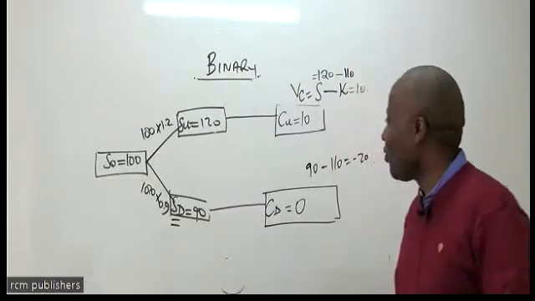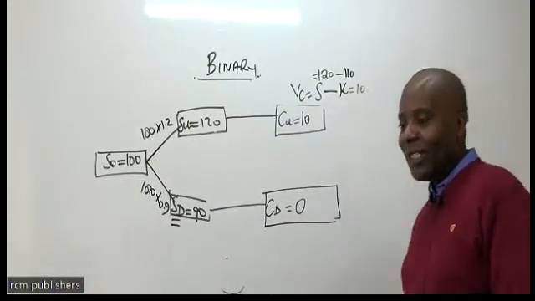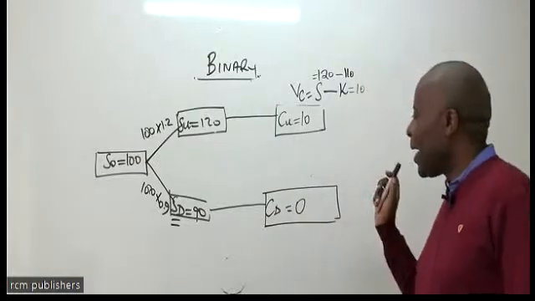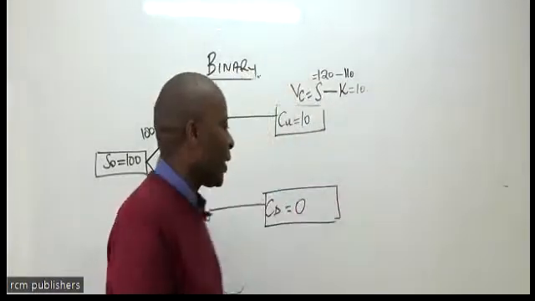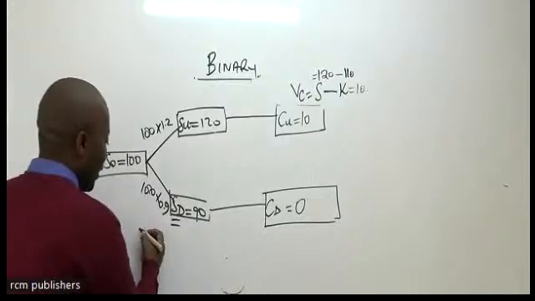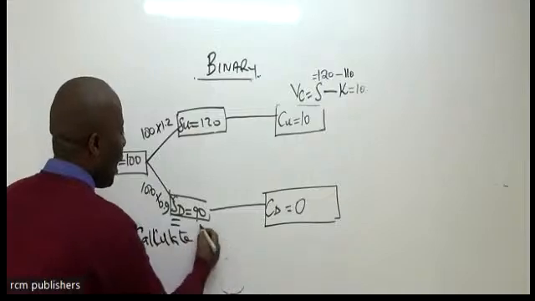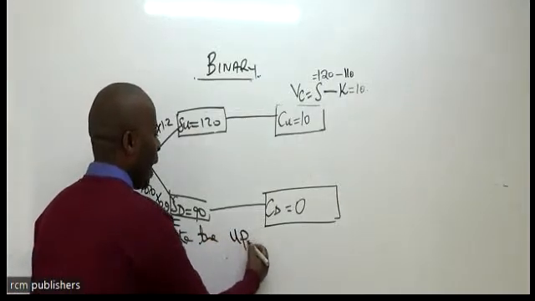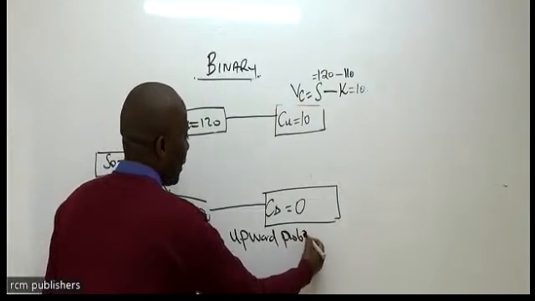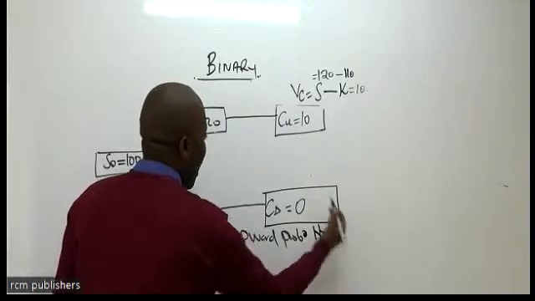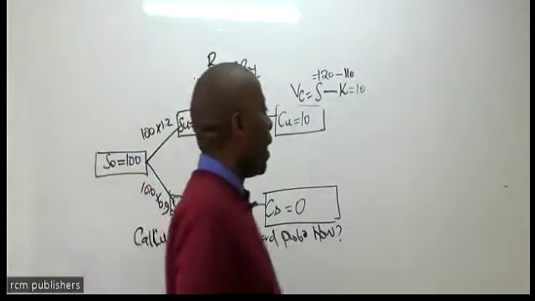Thank you so much. Now, when you get here, second last step. Here, the examiner has not given us probabilities. So the second last step, come and calculate the upward probability. You calculate the upward probability. So how do we do that?